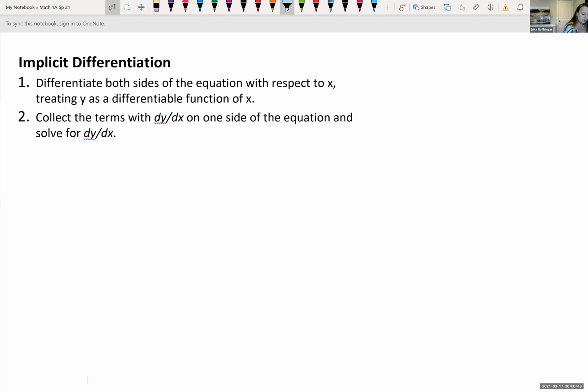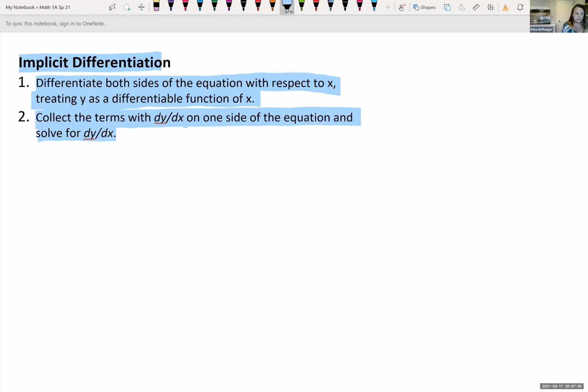So recall, in order to use implicit differentiation, you're going to differentiate both sides of the equation with respect to x. When we see the variable y, we think of that as y is f of x, a function of x, so treating y as a differentiable function of x. So whenever we took the derivative with y, we would treat it just like we took the derivative of x, but we tacked on that dy dx. Once we've differentiated both sides, then we're going to collect the terms with just dy dx on one side of the equation and get all the other terms to the other side, and we would solve for dy dx.